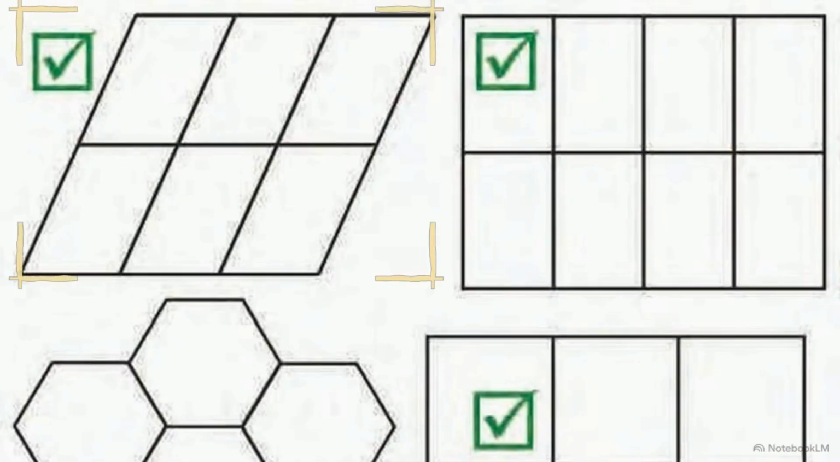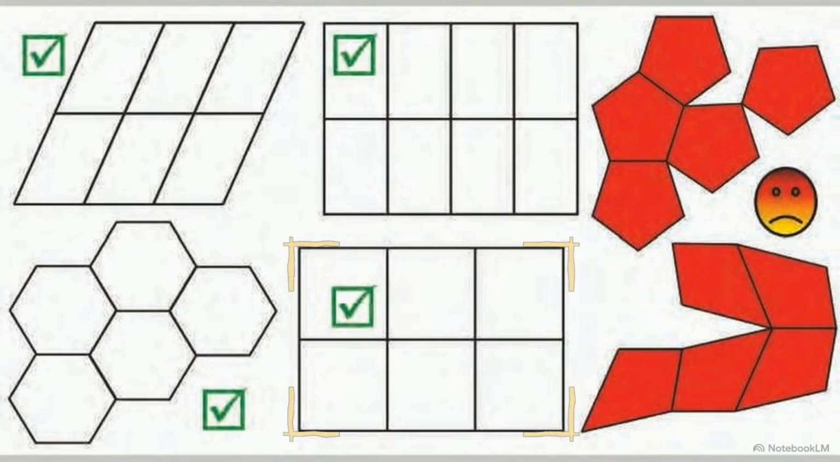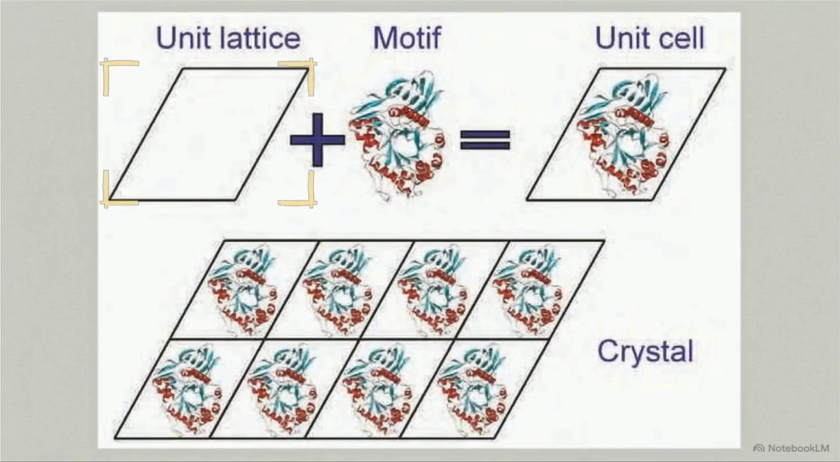Successful tiling requires shapes defined by two sets of intersecting parallel lines. These lines form the lattice, the underlying grid that dictates where every piece must go to cover the space perfectly. A lattice is a mathematical construct, but a crystal is a physical one.